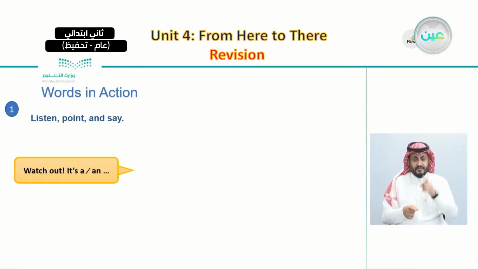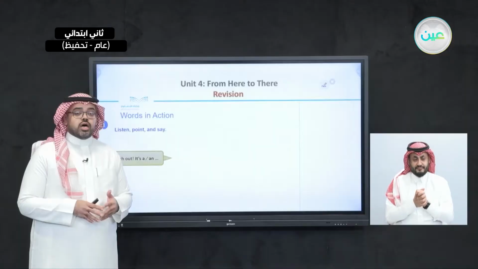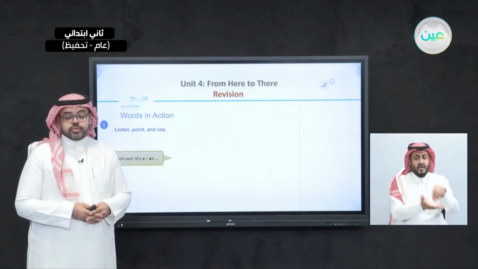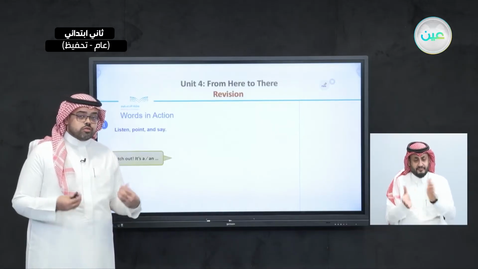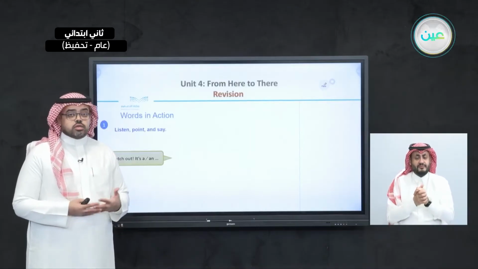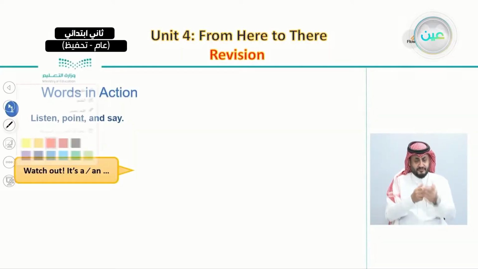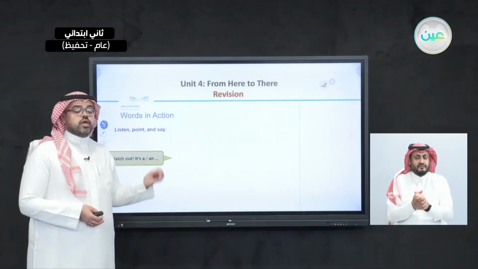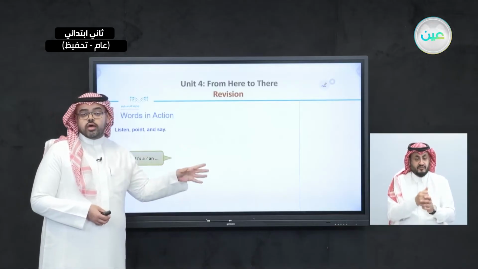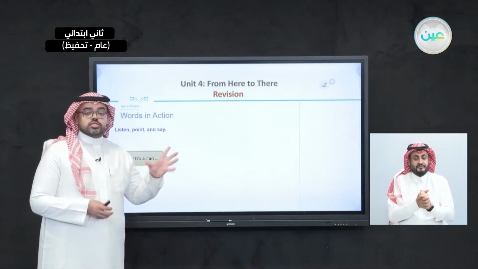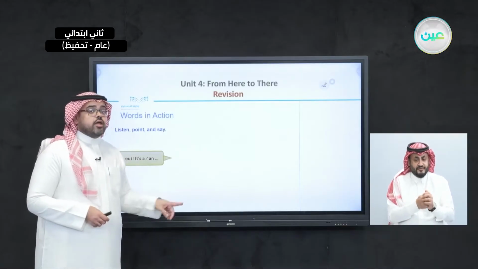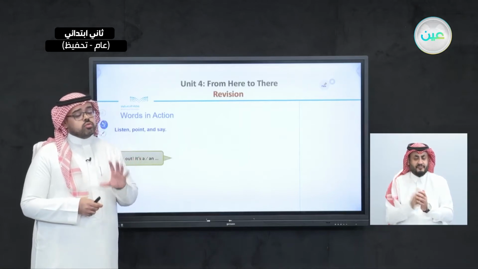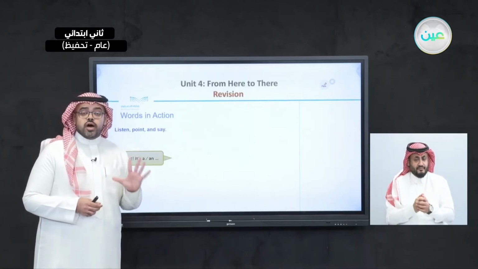Quick revision on our last lesson. In our last lesson, we got to know different types of transportation. And not only this, but we also learned the different articles, articles like a and an. We said that we use a for any words that start with different letters, and we use an only with words that start with 5 letters.